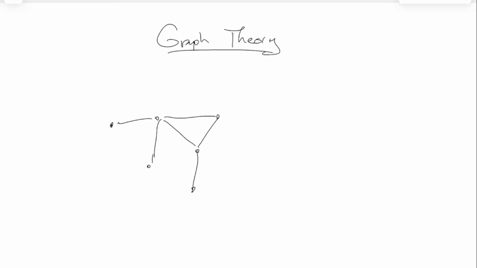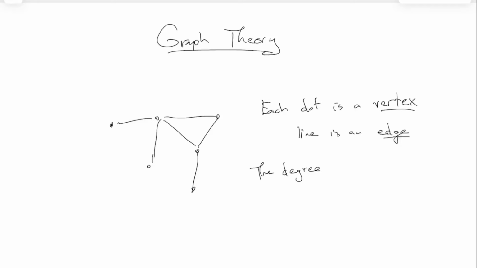Each of these dots, each dot is a vertex, and the lines are edges. These are the words that we have been discussing. And we also talked about the degree of a vertex. The degree of a vertex is a number. It is the number of edges meeting that vertex.